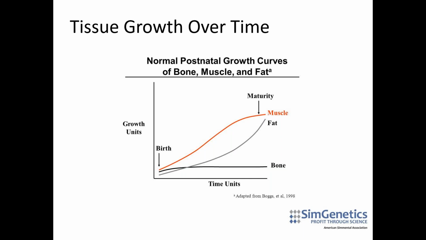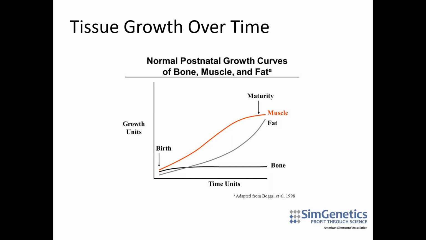The lines start at birth, and we're going to end close to maturity, or finish. So you can see that bone growth happens early in life. But over time we get all of the bone growth that's going to happen, right? And that levels off in the black line.